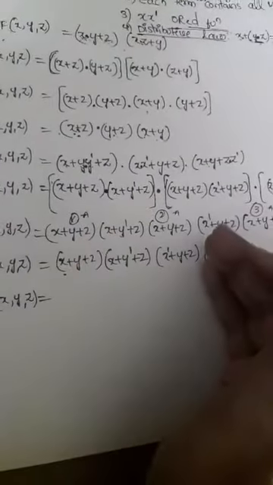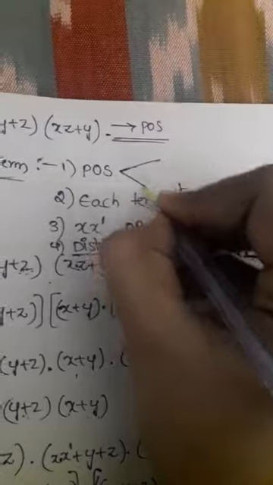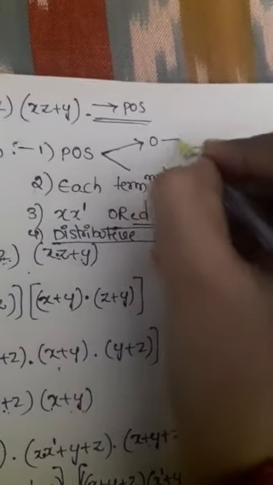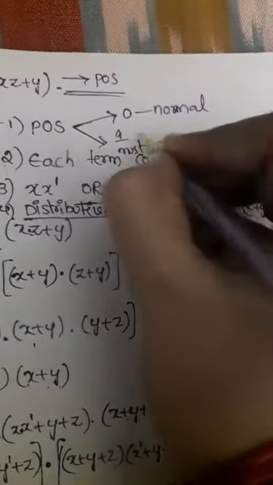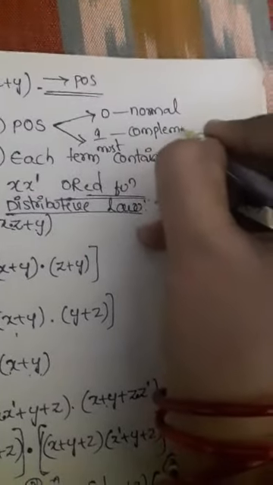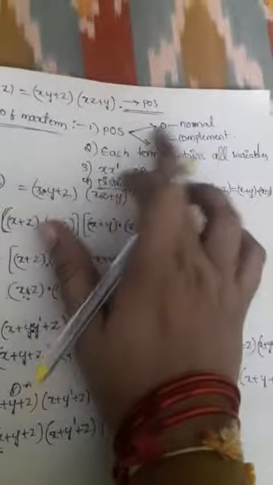So before going to decoding the values, what do we have to do? Here this is related to the POS expression, right? So in POS expression, we consider 0 as normal and 1 as complement. Exactly opposite to the SOP, right? Here in SOP, 0 as complement and 1 as normal. But in POS, 0 as normal, 1 as complement. That is a different thing here.